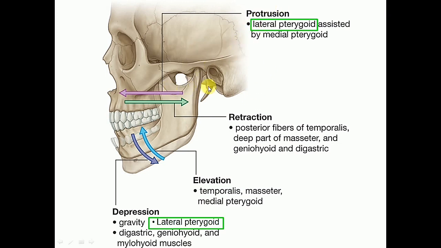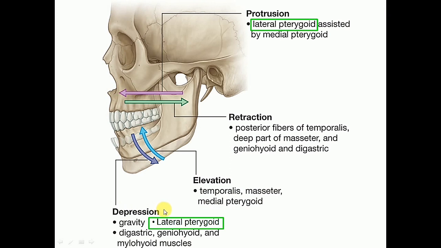The main movements are protrusion, retraction, elevation, depression, and in addition to this there is lateral or side to side movements. The protrusion is done by lateral pterygoid assisted by medial pterygoid. Retraction is mainly done by the posterior horizontal fibers of temporalis, deep part of masseter, geniohyoid and digastric muscles.